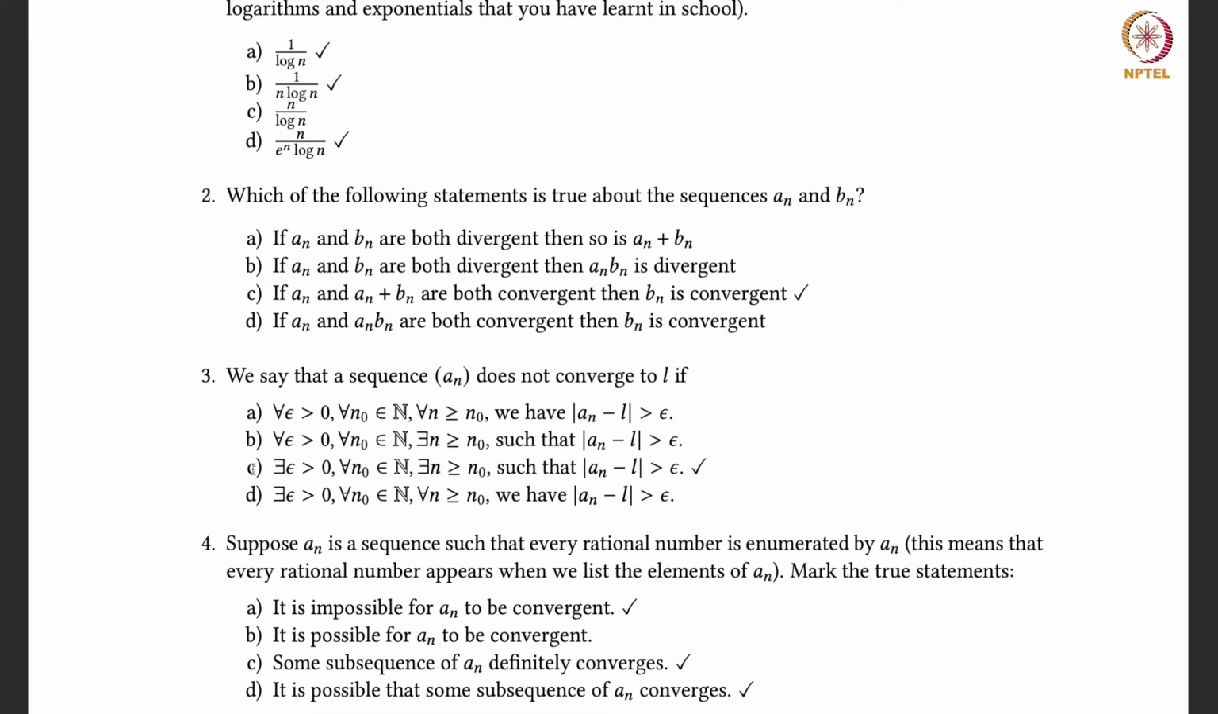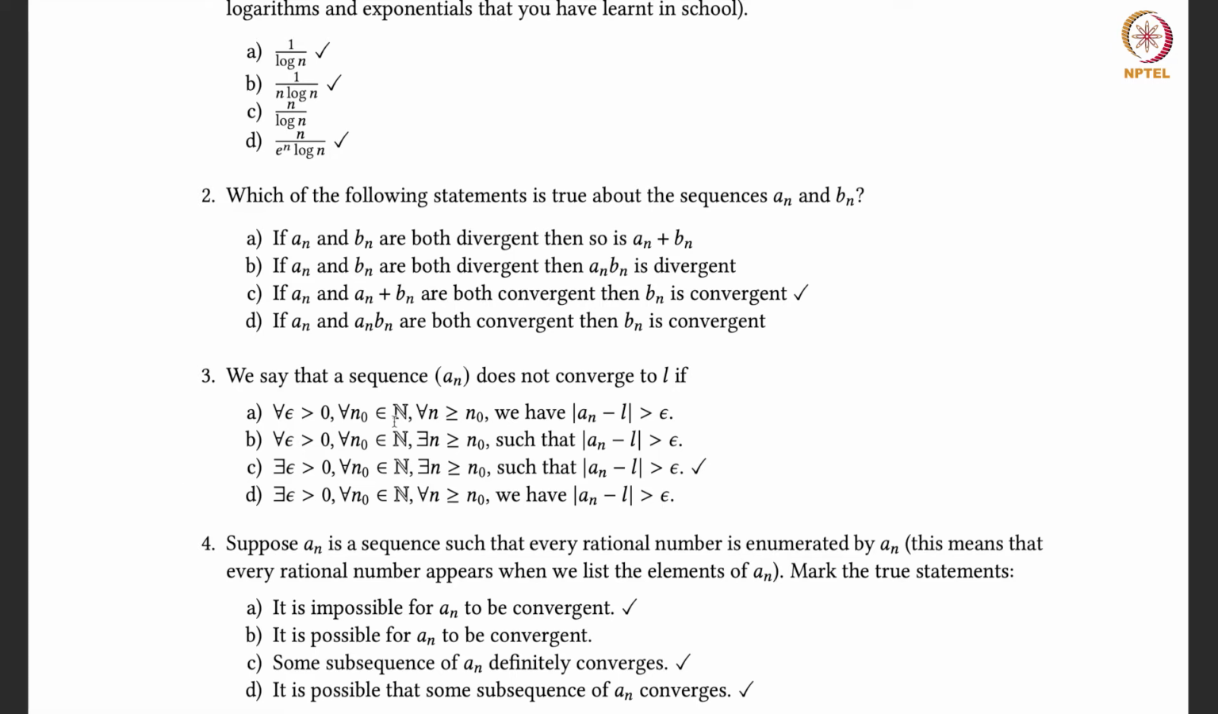So this problem is not merely to get a sufficient condition for an not converging to L, but rather it is to give the definition of an does not converge to L. That's the way the statement is. We say that a sequence does not converge to L if, this is exactly like how a definition is supposed to be, and only option C is correct.